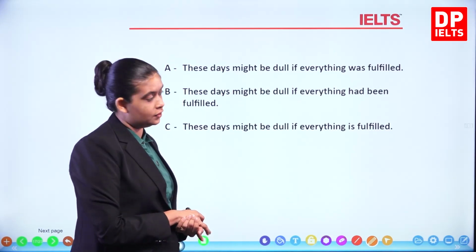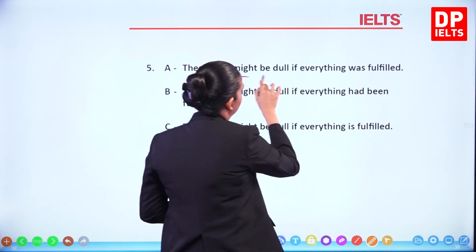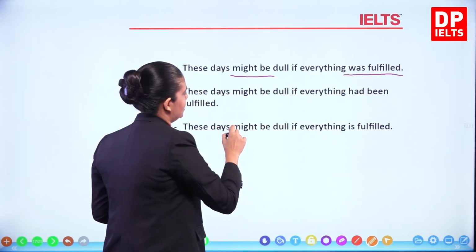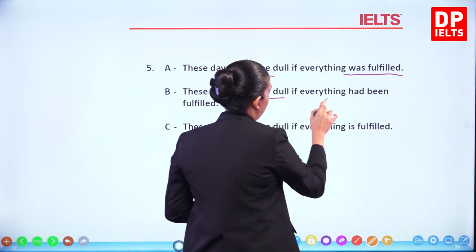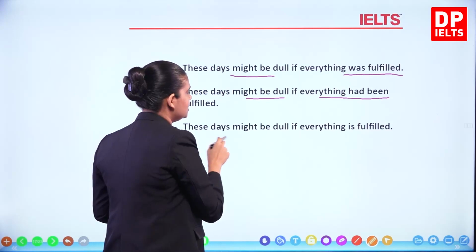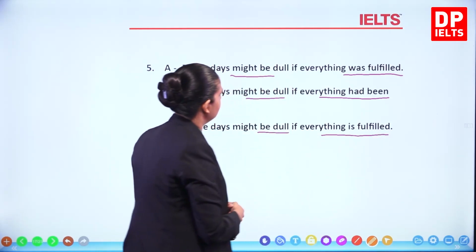Number 5. These days might be dull if everything was fulfilled. These days might be dull if everything had been fulfilled. These days might be dull if everything is fulfilled.